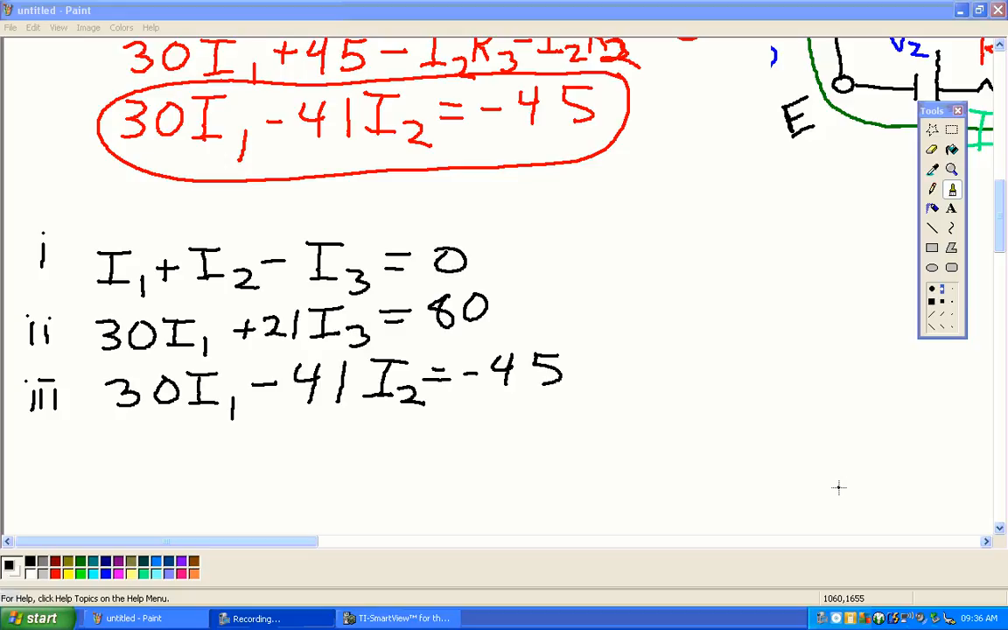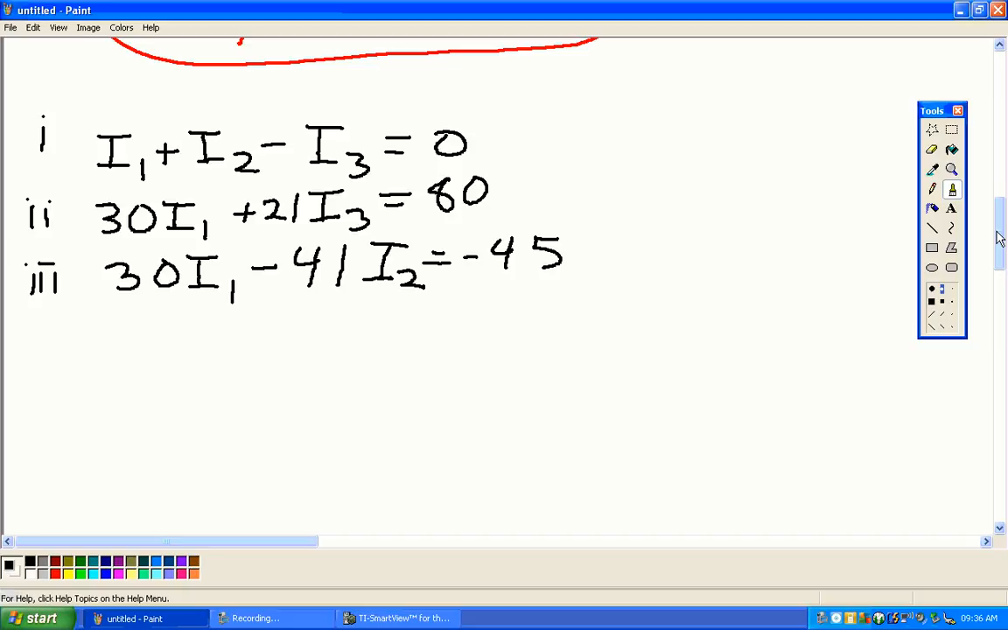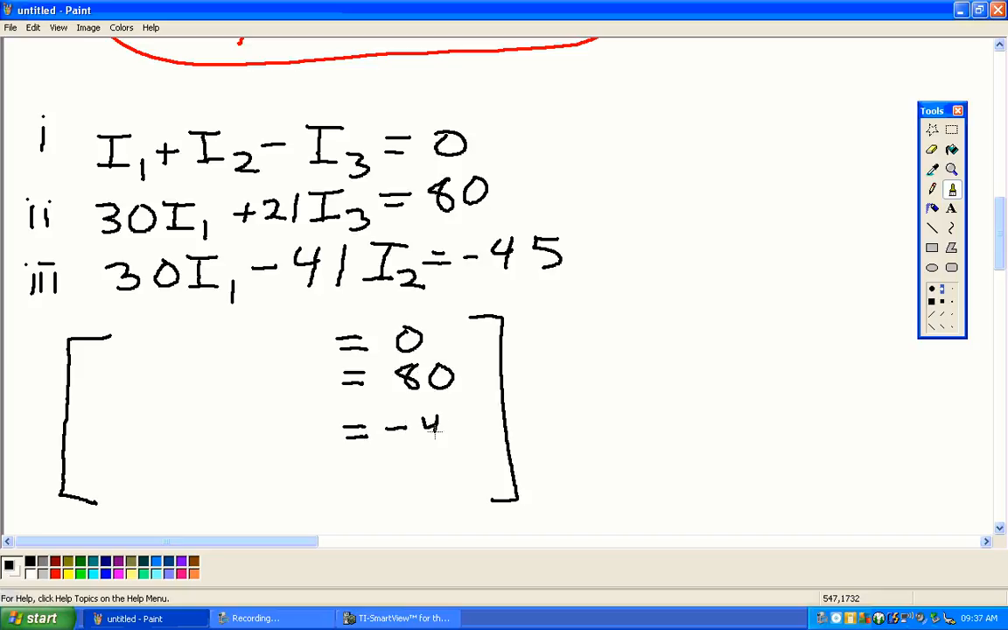So if I was going to write this in a matrix, what a matrix does is it sets up something so that I can solve things quickly and in a pattern. The matrix is not going to have the equal signs in it, but it's going to simply keep track of the patterns.